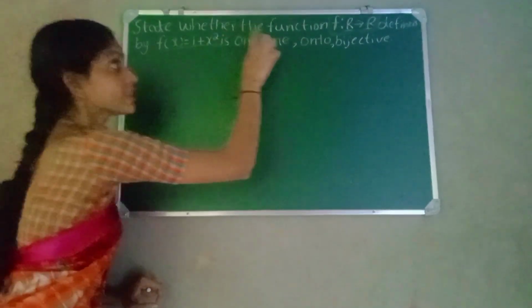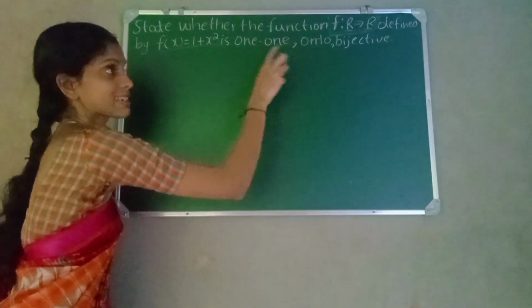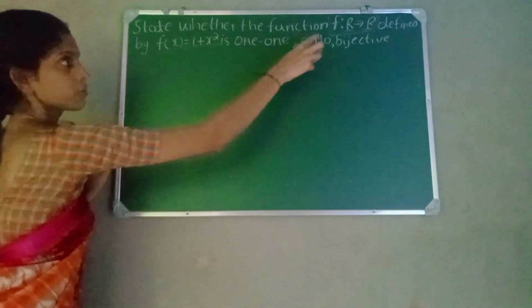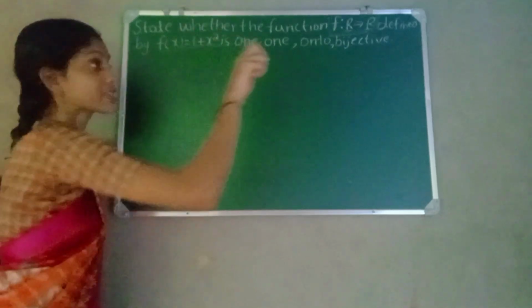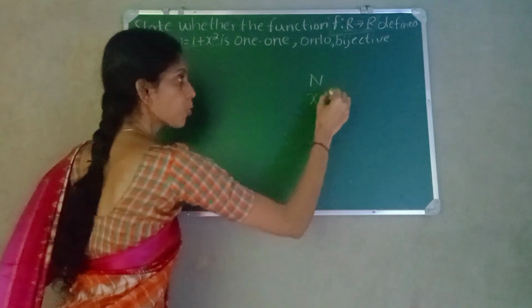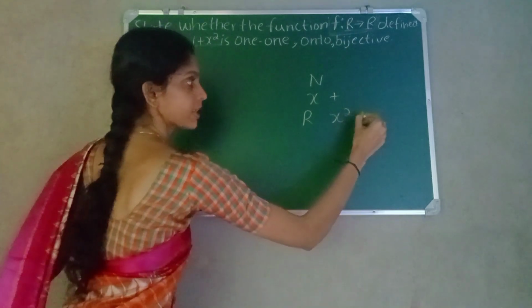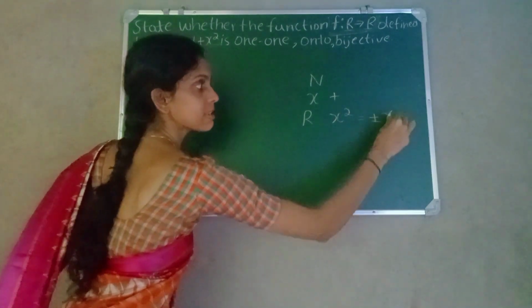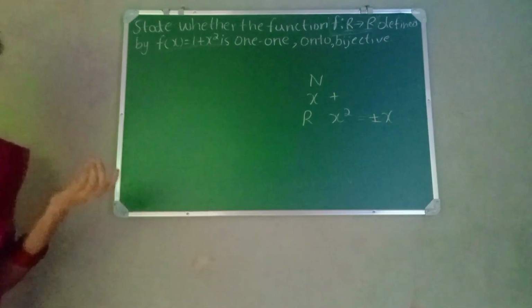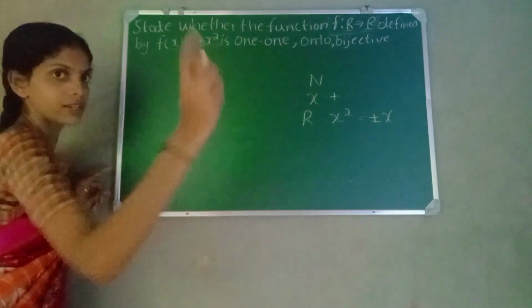State whether the function f from R to R defined as f of x equal to 1 plus x square is 1-1, onto or bijective. So here function f from R to R. Now it comes to real numbers. In case of natural numbers, we have x values only positive integers. But in case of real numbers, x square means x may be plus x or minus x. So now first we will show whether it is 1-1 or many-one.